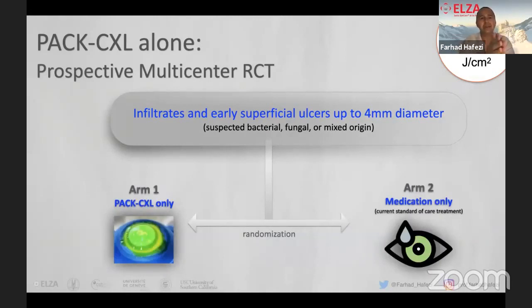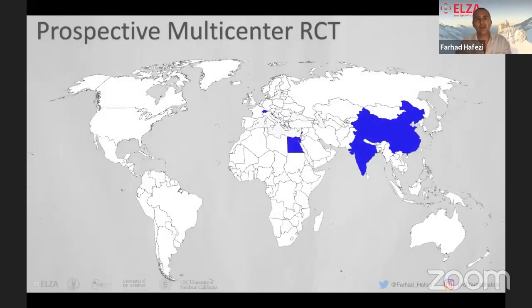So what we did, we looked at mid-sized ulcers up to 4 millimeters, randomized. Patient comes in and either is allocated to cross-linking only or to medication only. And then the patient is followed every 24 hours. If you had cross-linking, all you get is vitamin A, no antibiotics. But if you get worse, after 1 day or 2 days, it's a treatment failure and you need medication. That was the setup. We implemented several countries, several geographical locations, so different types of ulcers, bacterial, fungal, and mixed. China, India, Egypt, Israel, and Switzerland.